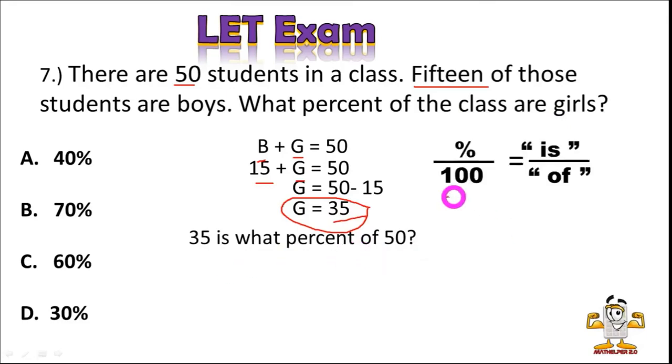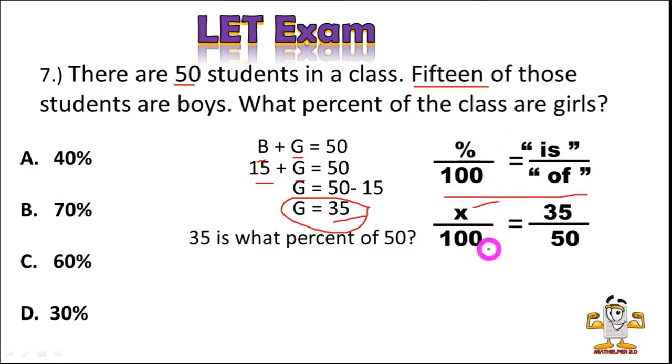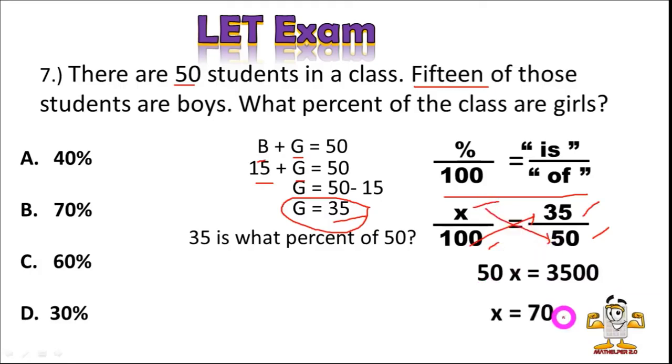So, gagawa po tayo ng percent proportion. So, ang percent is yun po yung hinahanap natin, x over the constant 100 equals the 35 girls of 50 students. So, cross multiply. 3,500 equals x times 50, which is 50x. So, divide by 50 on both sides. So, 3,500 divided by 50 is 70.